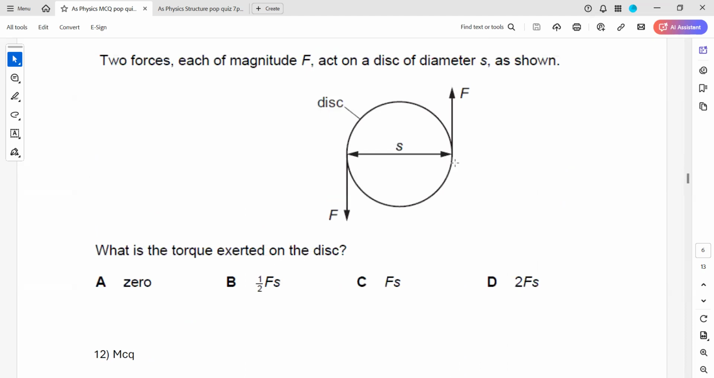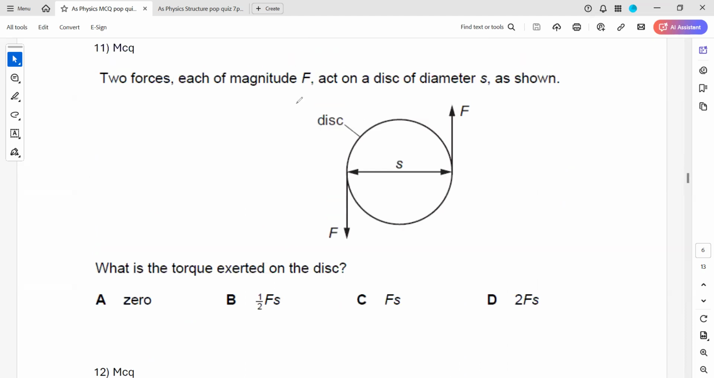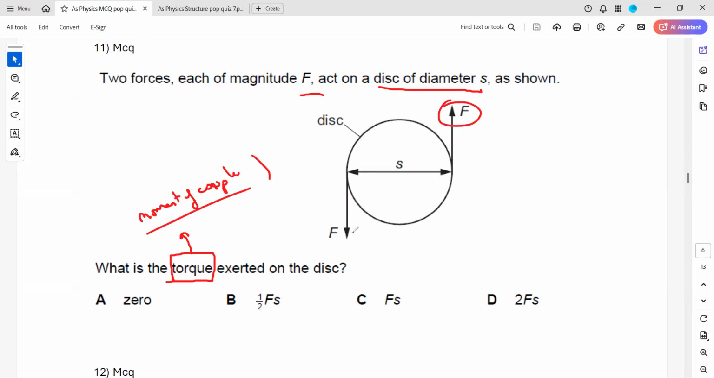In question 11, two forces, each of magnitude F, and a disk of diameter D are shown. What is the torque? Here torque means moment of the couple, because two forces are acting in opposite directions and they produce a turning effect in the same direction, we call it torque or moment due to a couple. So how can we find a moment due to a couple? Whenever we need a moment due to a couple, it is a force multiplied by the distance between the two forces.